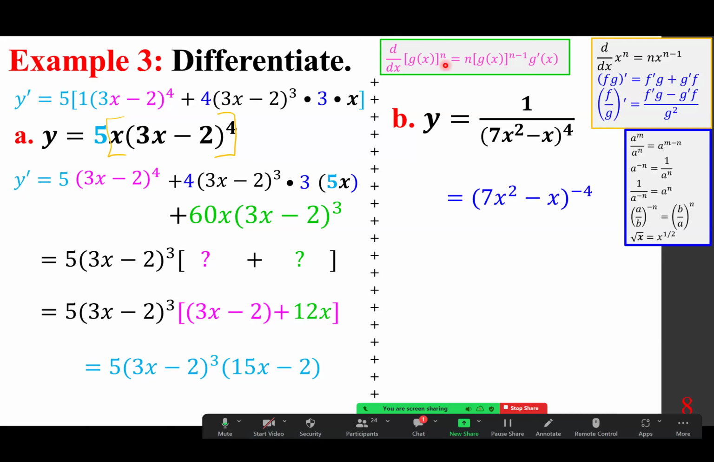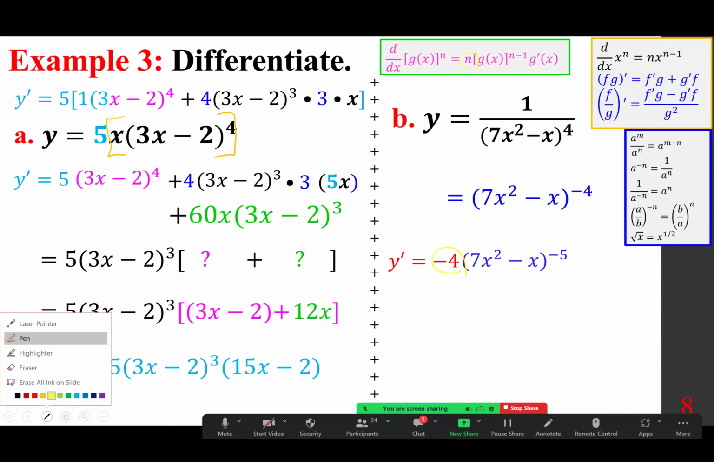Now we are going to follow this. So y prime is -4. That's your n. g of x to the power of n minus 1. This one to the power of n minus 1. Minus 4 minus 1 is minus 5. Okay, let me just make sure everybody understands. So this is n, g of x to the power of n minus 1.